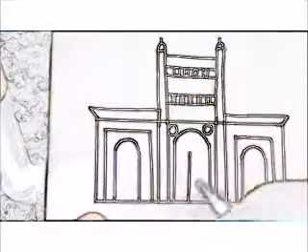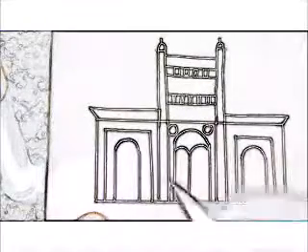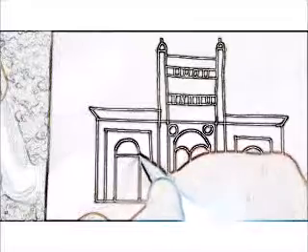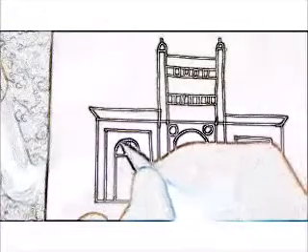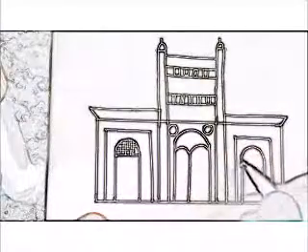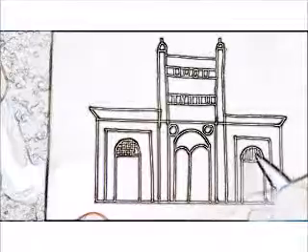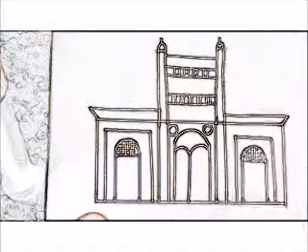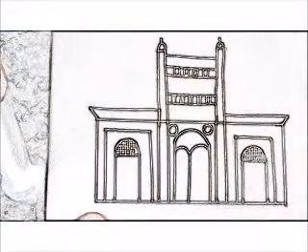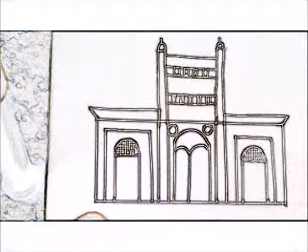Draw another line here. A curve, another curve. Draw a horizontal line and show grid. Another horizontal line, some vertical lines and horizontal lines. And this is the visual symbol of Gateway of India.